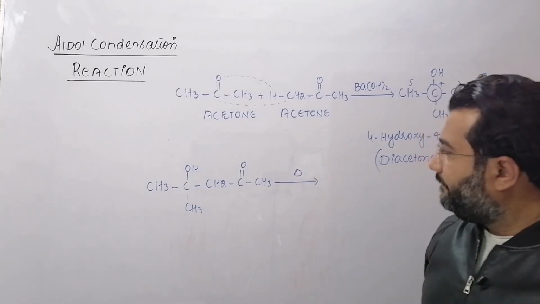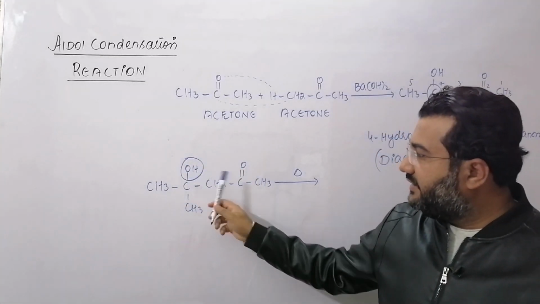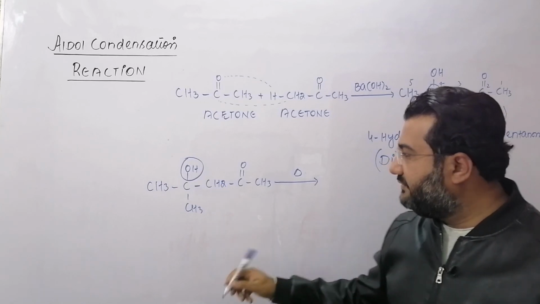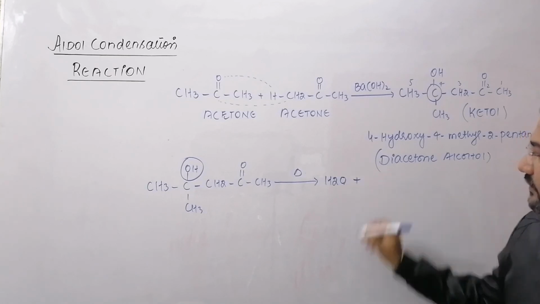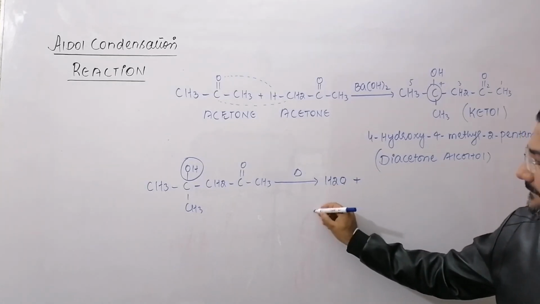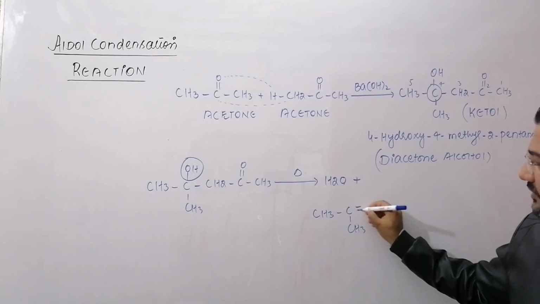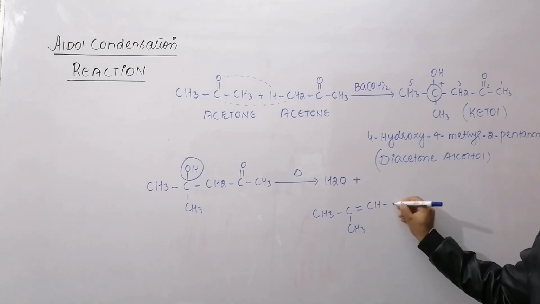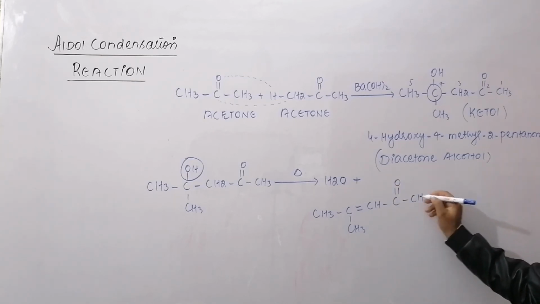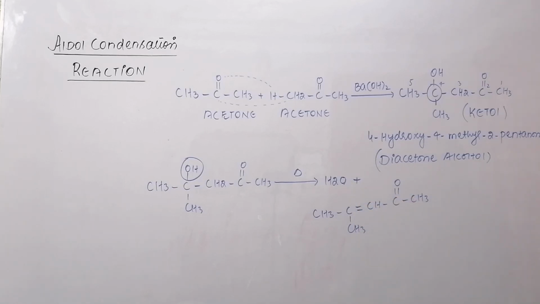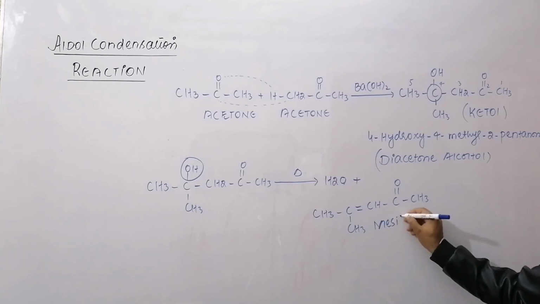When you heat it, again this one is the carbon that will give OH negative, and the carbon having lesser hydrogen will give H positive. As a result, water is produced, and finally a double bond is formed between the alpha and beta carbon atoms. So that is an alpha beta unsaturated ketone. Now my dear student, it is called mesityl oxide.